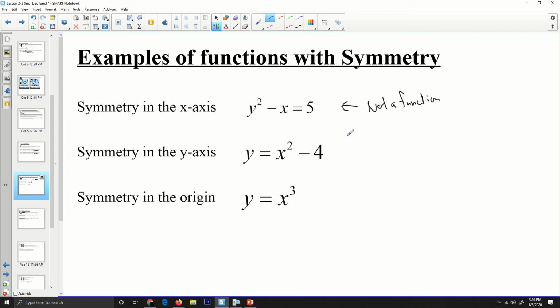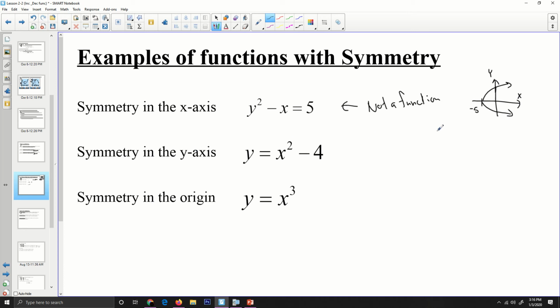If we were to solve this for x, the graph of this thing would look like this. If I go -5, it would open like this. And clearly it's symmetric. If I were to fold along the x-axis, it would line up on either side. But this is clearly not a function because it doesn't pass the vertical line test.